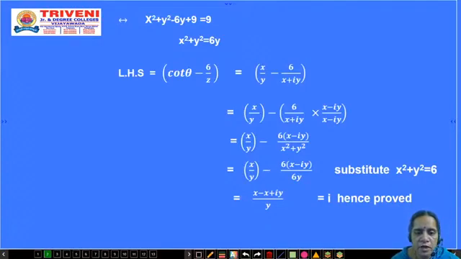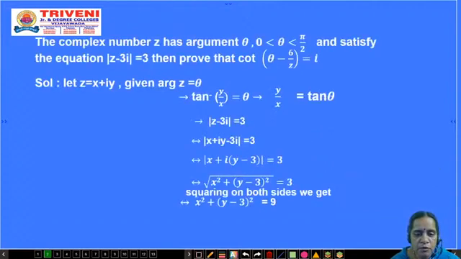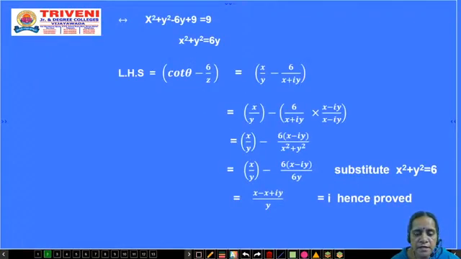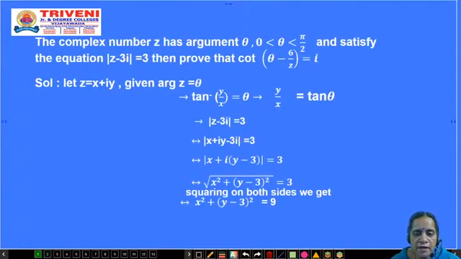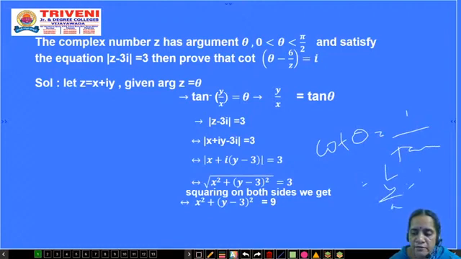We get the value of 6y is equal to x square plus y square. In the hypothesis, we have to prove that cot theta minus 6 by z is equal to i. Then we take the LHS here, cot theta minus 6 by z. What is the cot theta here? We know that the value of tan theta is y by x. Tan theta is equal to y by x. Then cot theta is equal to what? 1 by tan theta here. Then 1 by y by x, we take it as reverse. Then cot theta is equal to x by y.